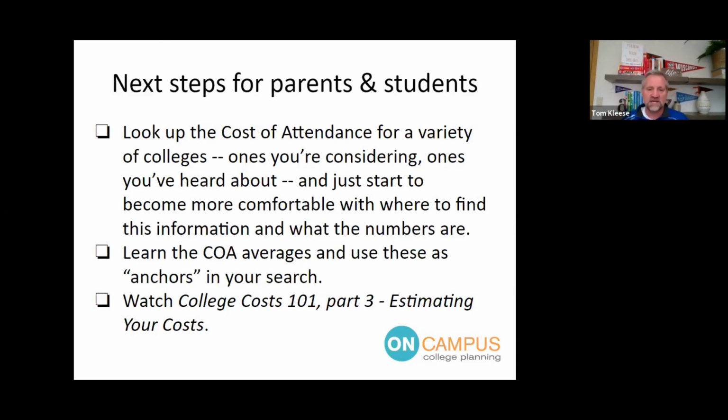Learn those cost of attendance averages, $10,000 in-state public, $26,000 out-of-state public. We're talking tuition and fees. $36,000 private college or university. Know those numbers plus the cost of attendance numbers and have those ready so that you know when someone's talking to you on the sidelines at the soccer game, what's the truth and what's not truth, and you won't get freaked out. And then go on to the third video in this series, College Costs 101, Part 3, Estimating Your Costs.